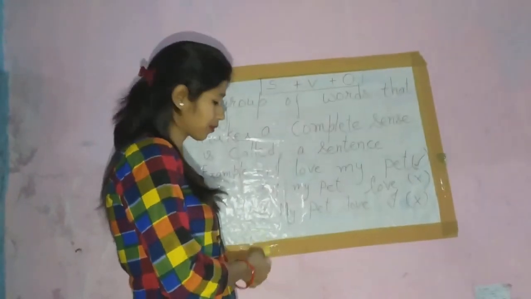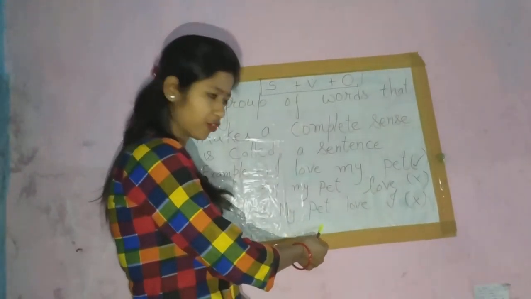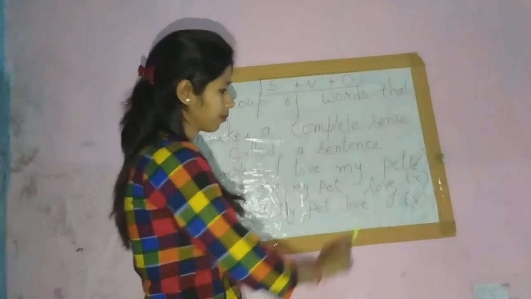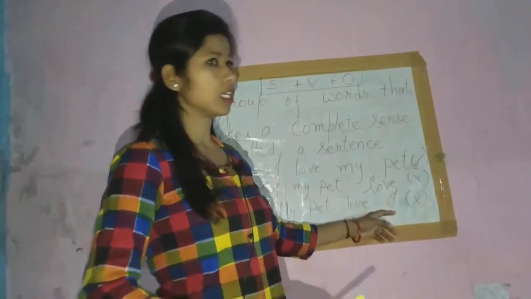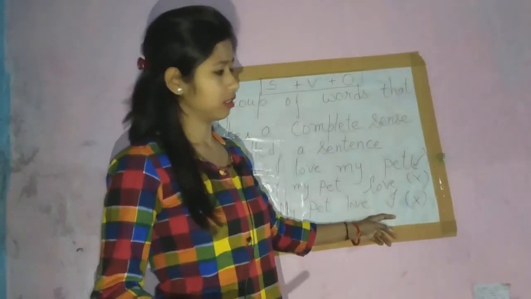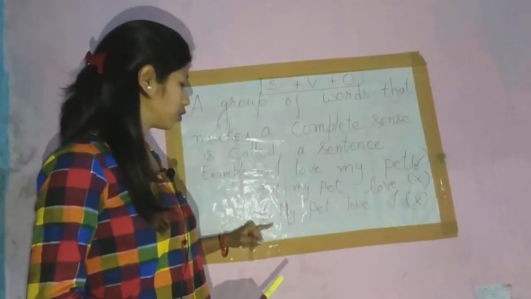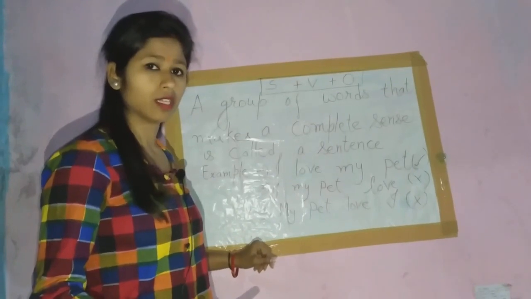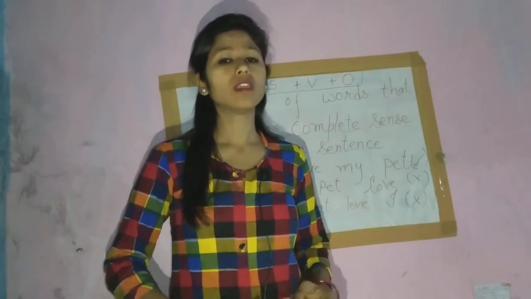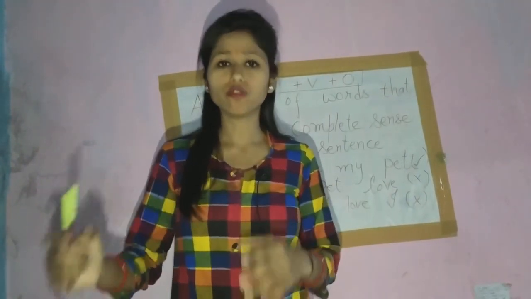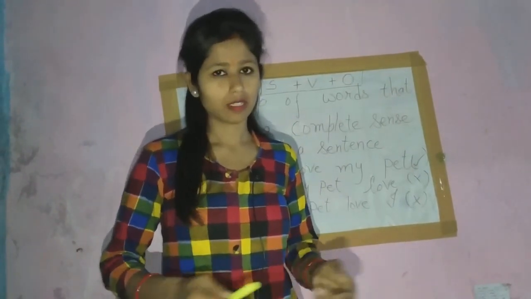Come to the third one. My pet, love I. Again, my pet is subject, love is verb, and I is object. But I is not in a proper form. Thus, this is also wrong. We cannot say that number 3 is a sentence. So now you can understand, to frame a sentence, there should be a correct arrangement of words which can make a sensible or meaningful sentence.